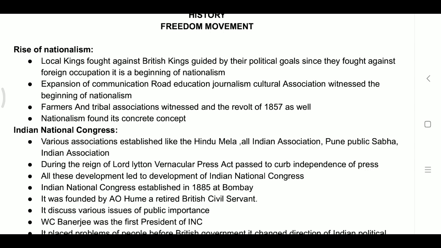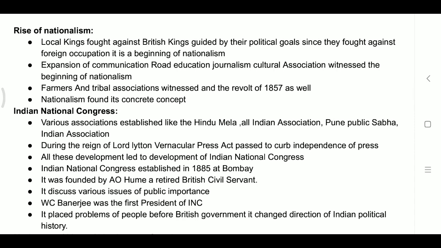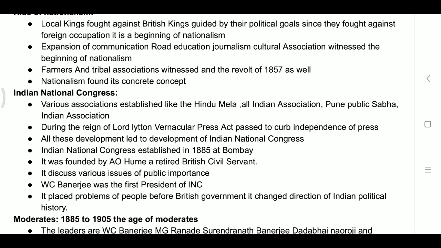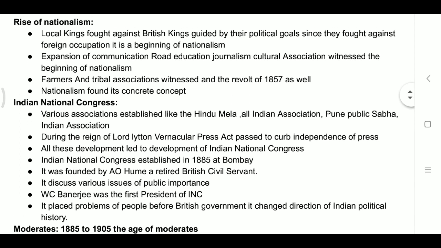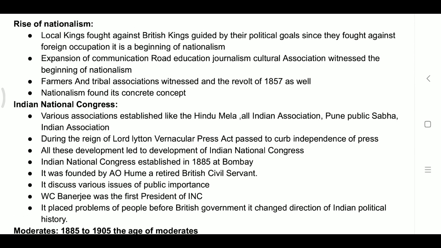And communication development, education, journalism, cultural association. The fields of journalism, education, transport, and communication all developed, and that led to nationalism. Farmers and tribal associations witnessed the creation of associations and unity. All these were created during the 19th century. Farmers' revolts, tribal revolts, farmers' associations and tribal associations are all very good examples of the birth of nationalism during the 1857 revolt.